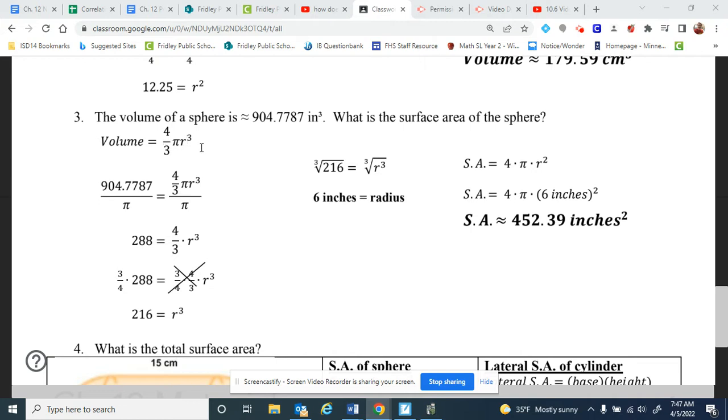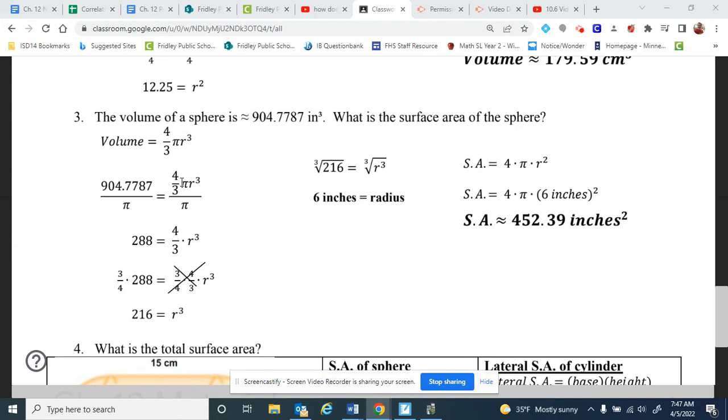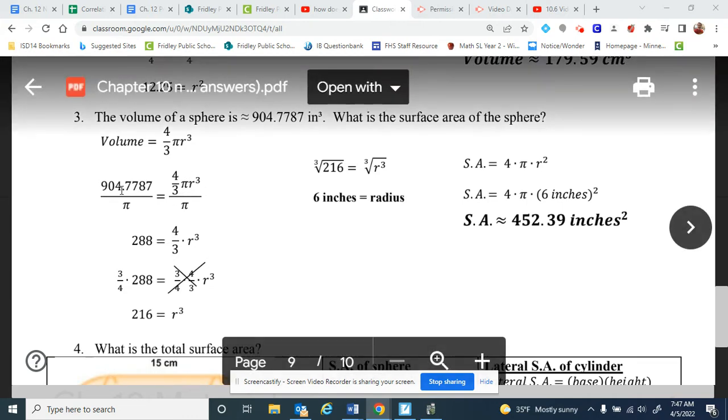Once again, the volume formula, 4/3 pi r cubed. So we're going to take our volume and plug that in for the volume. And then what we want to do is isolate this r. We want to get the r by itself. So we want to get rid of all of this stuff next to the r, the 4/3, the pi. So the first thing we could do is divide by pi. These pi's are going to cancel. Over here, we're going to take 904.77 divided by pi. Plugging that into our calculator, we get 288.